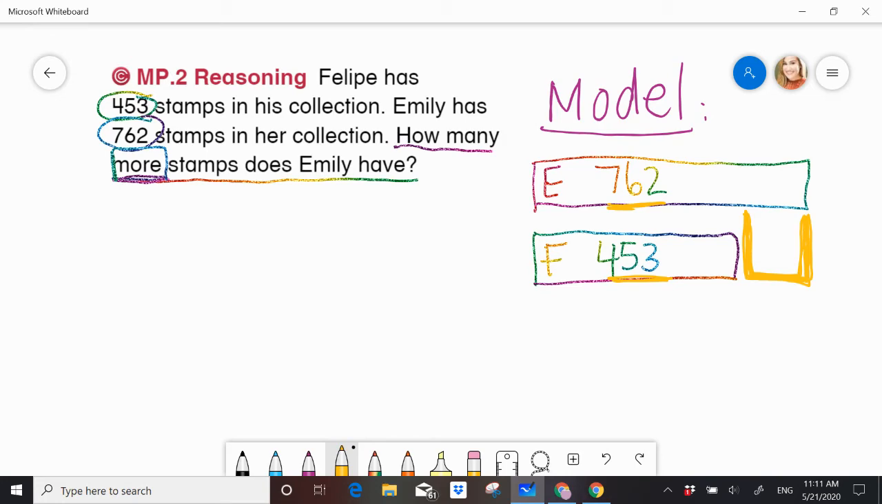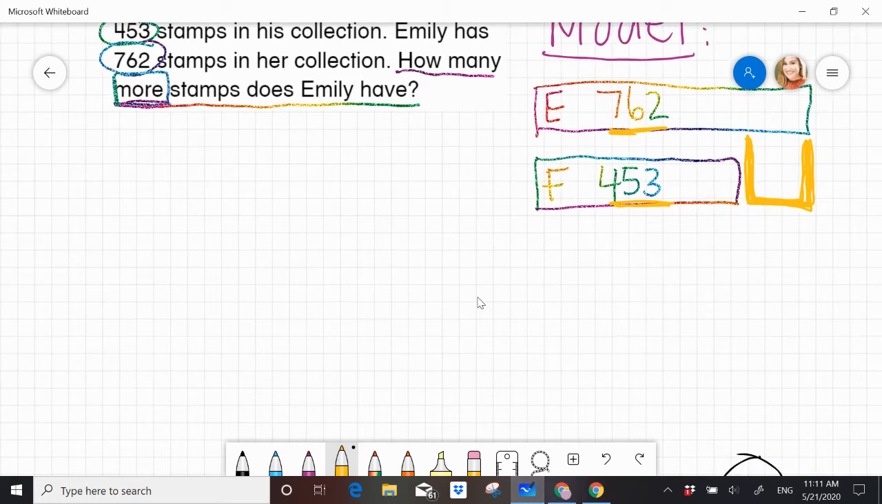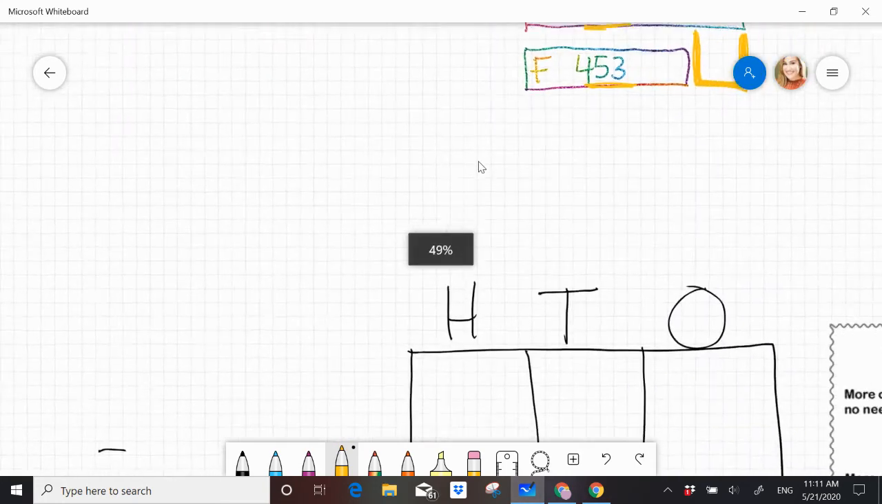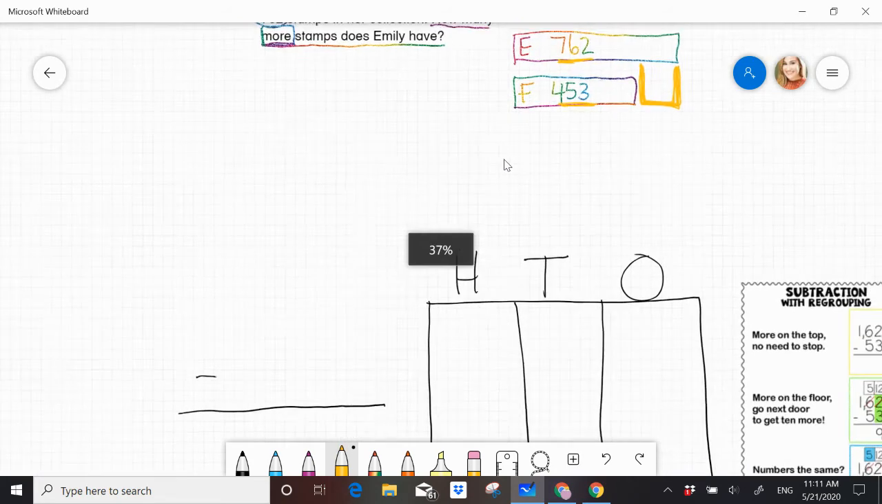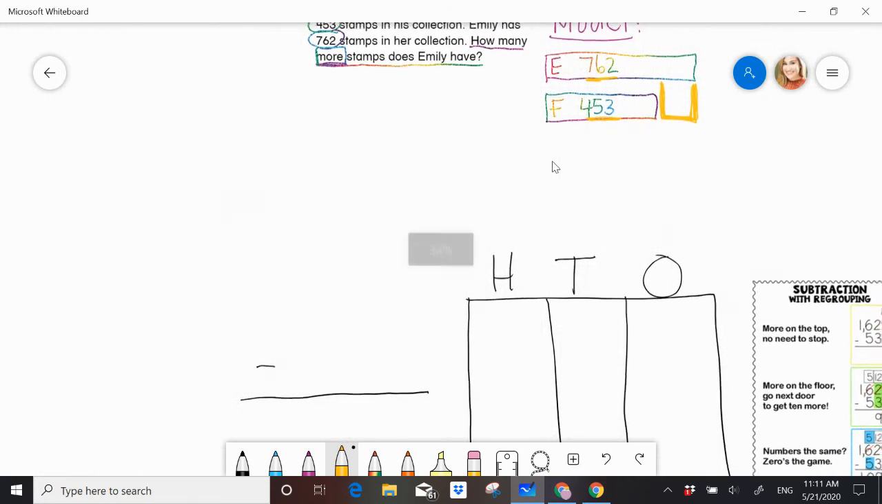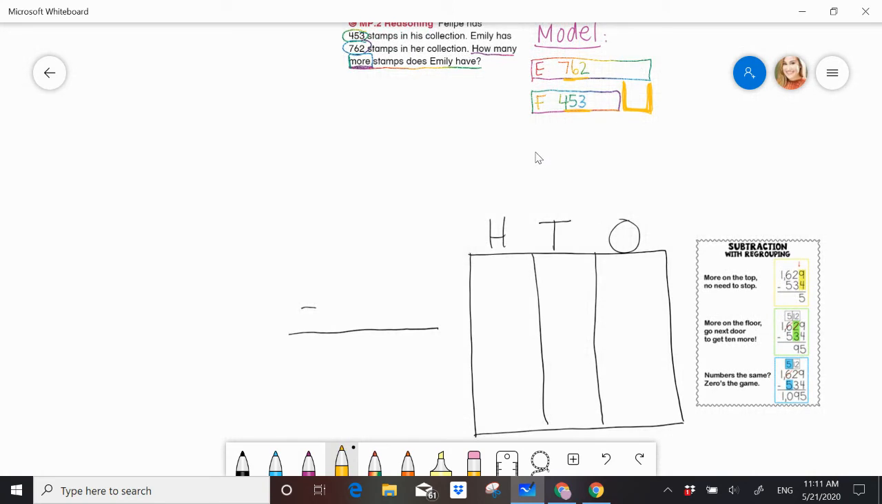So my problem, and what you're going to do along with me, is going to look like this. Backing it up so that you can now see what you have on your paper. And you're going to write this in as well. We're going to do the bigger number minus the smaller number to figure out how many more Emily has than Philippe. We're trying to figure out how much more Philippe would need to equal Emily's. So let's write that in.